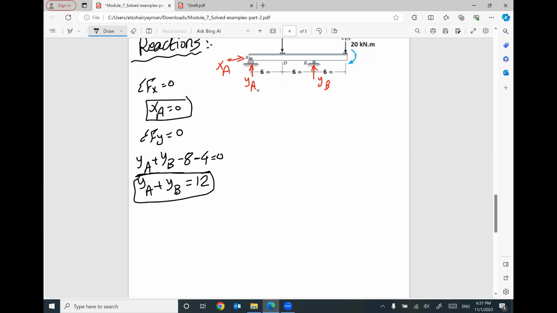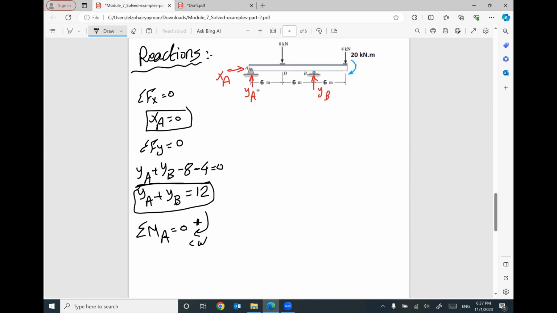I'm gonna take moment at any point. I'm gonna take moment at A equals 0. I'm gonna assume my clockwise rotation is my positive. So you have to list everything: XA times distance, YA times distance, 8 times distance, YB times distance, 4 times distance, and the 20 does not need distance. The 20 kilonewton meter at this position does not need distance because it's a moment.